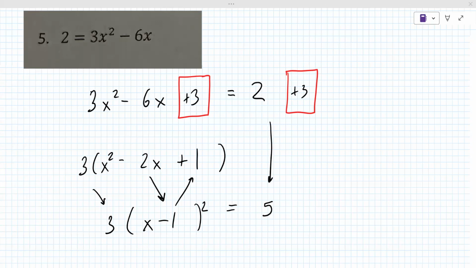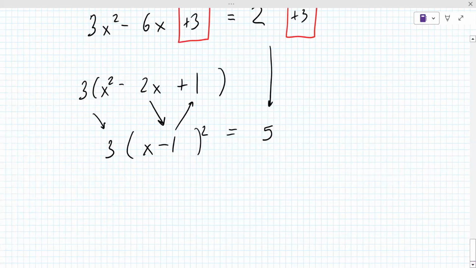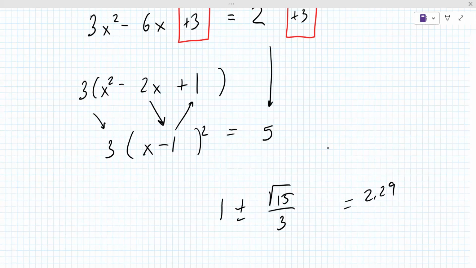For one of the answers, I got 2.29. Okay, that is correct. Let's also talk about the exact answer if you've got it. I got x equals 1 plus or minus the square root of 15 divided by 3. Yes, that is perfect. All right, so go into the calculator.